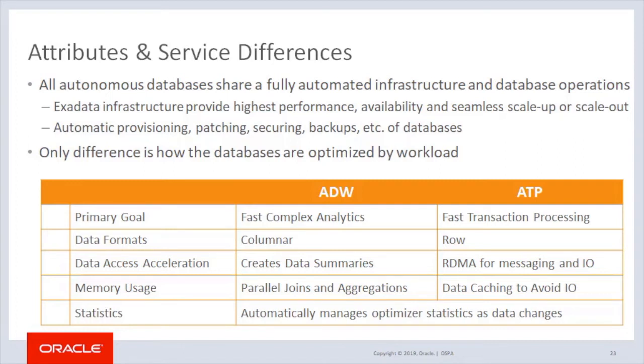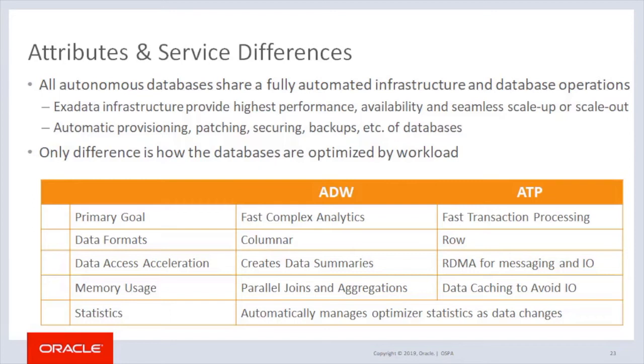When you start loading data into the Autonomous Database, we store data in the appropriate format for each workload. If it's an Autonomous Data Warehouse, then we store data in columnar format, and that's the best format for analytics processing. If it's Autonomous Transaction Processing, then we store the data in row format, as that's the best format for single row lookups.